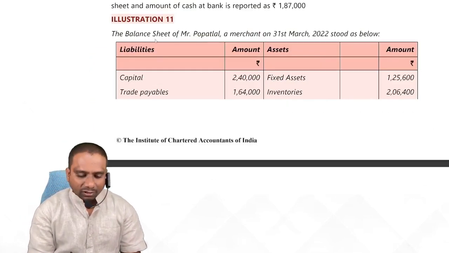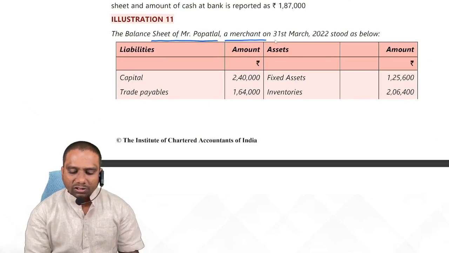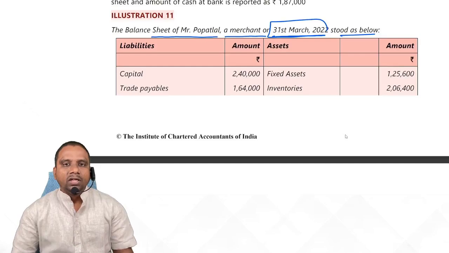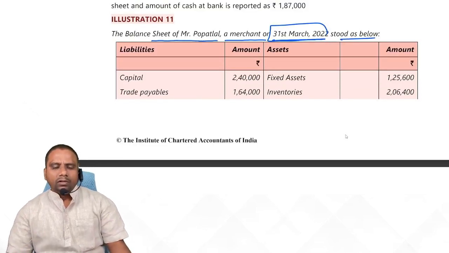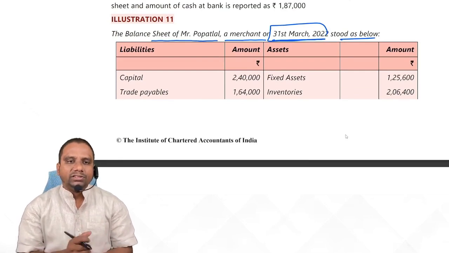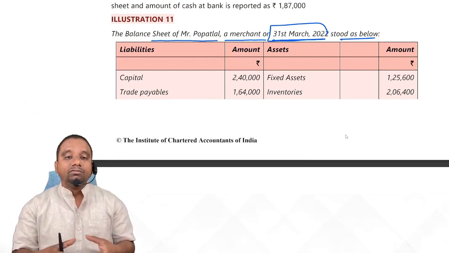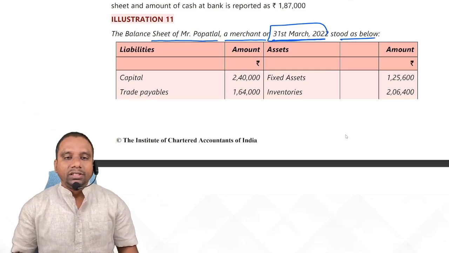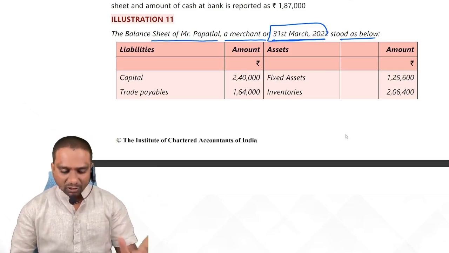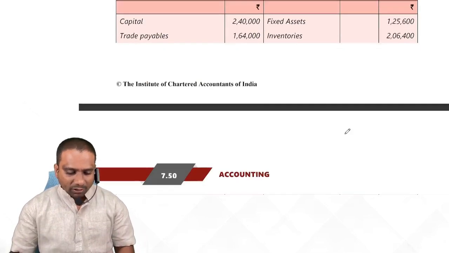Illustration 11. The balance sheet of Mr. Popatlal, a merchant, on 31st March 2022 stood as below. Do remember one thing: in the final exams, you may not get this problem as it is. They merge various adjustments and they give you a problem. Now, students, next one. Okay, balance sheet.